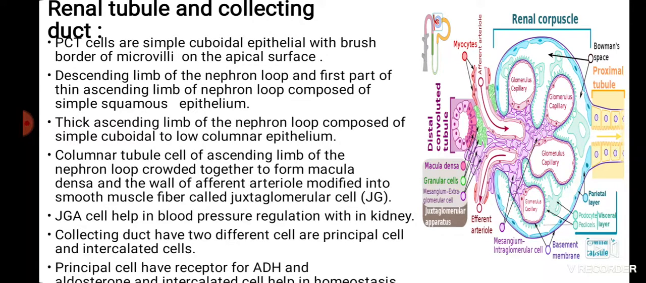The juxtaglomerular apparatus mainly helps in the blood pressure regulation within the kidney. So they regulate the blood pressure.